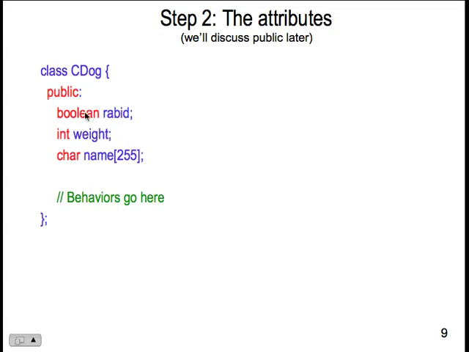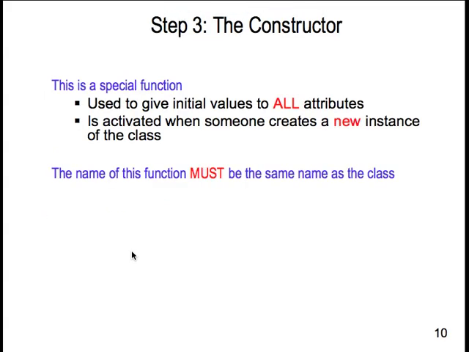These are data, so Boolean rabid, integer weight, character name. We could use string for name, I guess, if we wanted to. And we could put includes up here at the top of the file, because what we're going to need to do is essentially the same thing we do when we write any C++ program: run functions, run method calls or something inside of libraries. So the next thing we would do is look at the behaviors. And the behaviors are going to be facilitated somehow.